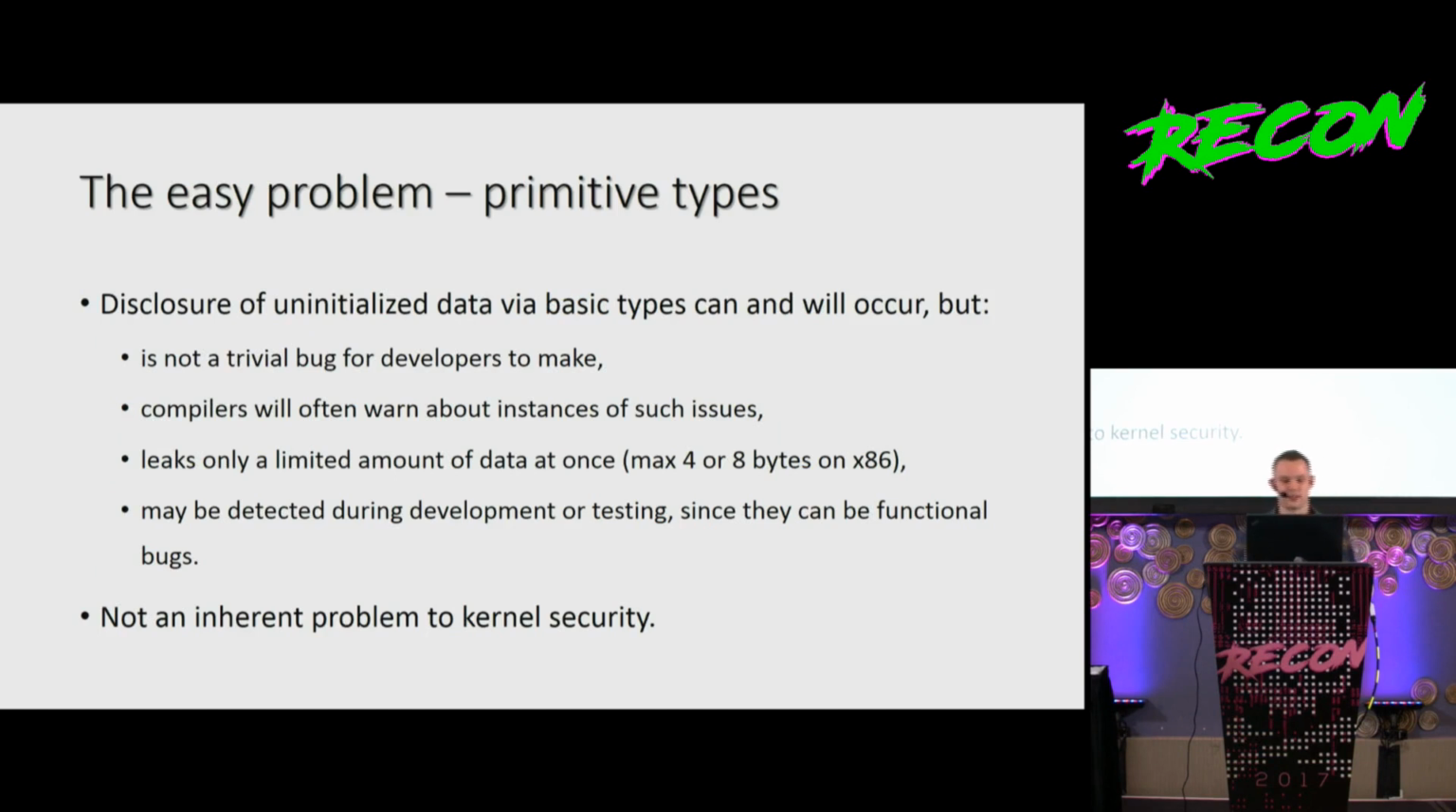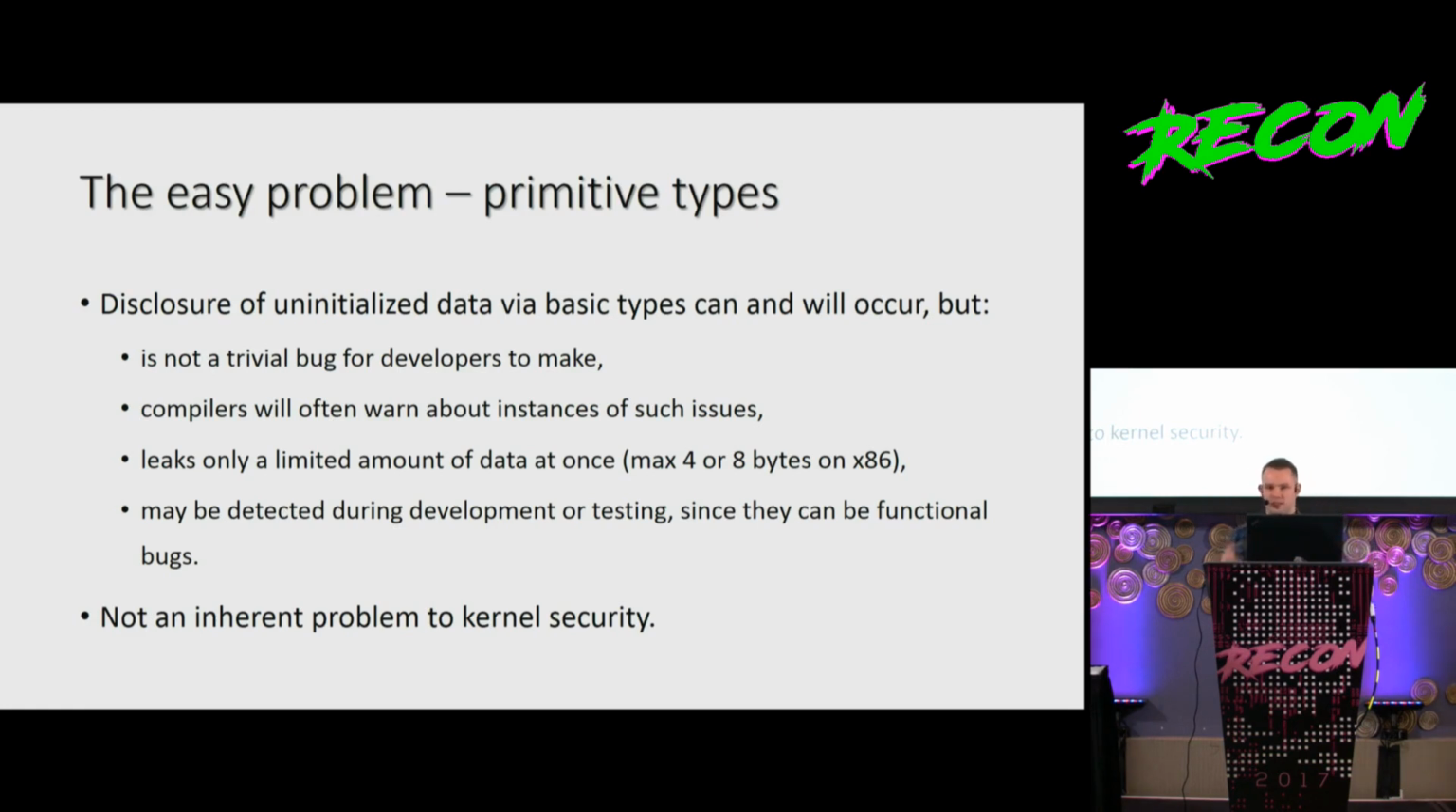Such a disclosure, of course, can and will occur, but it's not really so important for us because, first of all, it's not a trivial bug to make. Compilers will see this and will very often warn about it. The leak is very limited. It's like 4 bytes or 8 bytes at maximum, and it may be detected during development because it's often a functional bug.